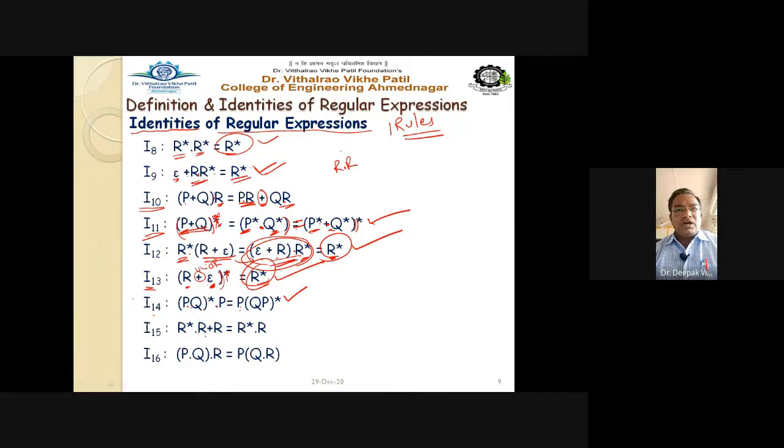Then R*·R + R is equal to R*·R, which means you can have this instead of three. R* dot R plus R is equal to R* dot R. Next one is P·(Q·R), which is equal to (P·Q)·R. So remember all these total 16 identities, or the 16 rules: number 8, 9, 10, rule number 11, 12, 13, 14, 15, and the final is rule number 16. So remember this, so that we can solve the problems which are based on regular expressions, right?